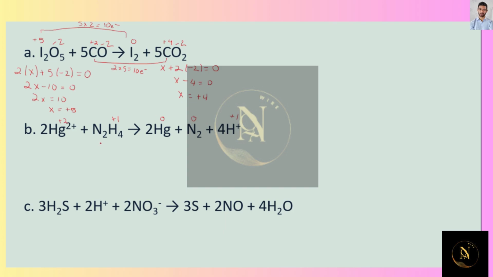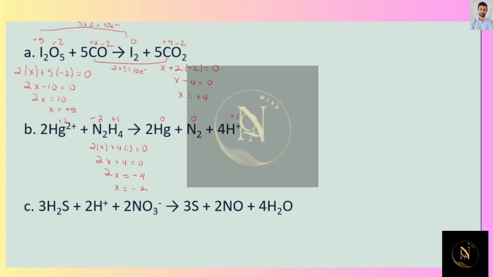So I'm going to go back and solve here for the nitrogen. I have 2 nitrogen, so I'm going to call that 2x, plus 4 times 1 equals the overall charge, which is 0. So 2x plus 4 equals 0. 2x equals -4. X equals -2. All right, so I have a -2 here.